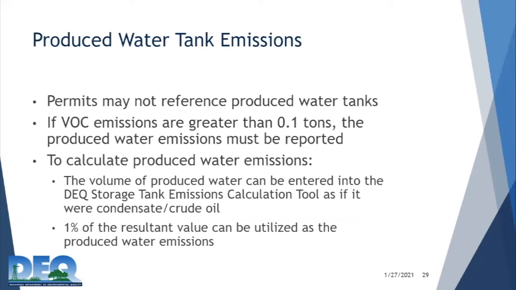I also want to touch on produced water tank emissions because we get these a lot. And sometimes this is one of those things that needs to be corrected kind of during our QC window. Permits do not always reference the produced water tanks, but if the VOC emissions are greater than 0.1 tons for the year, then the produced water emissions do need to be reported. To calculate your produced water emissions, you can enter the volume of produced water into the DEQ storage tank emissions calculation tool as if it were condensate or crude oil. Run that tool and then take 1% of the resulting value and use that as your produced water emissions.